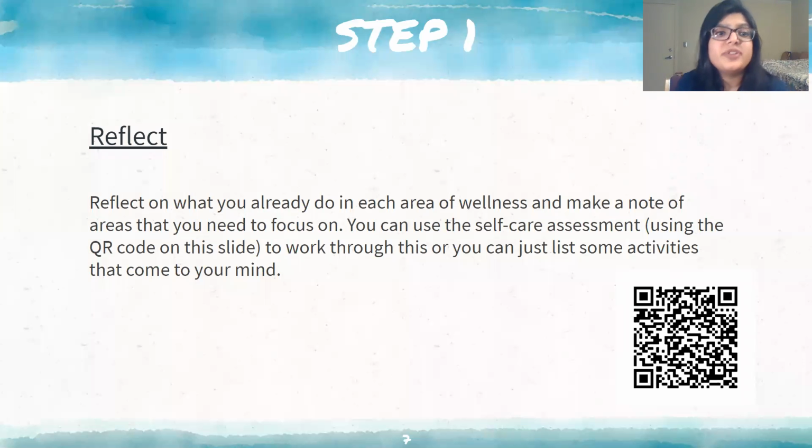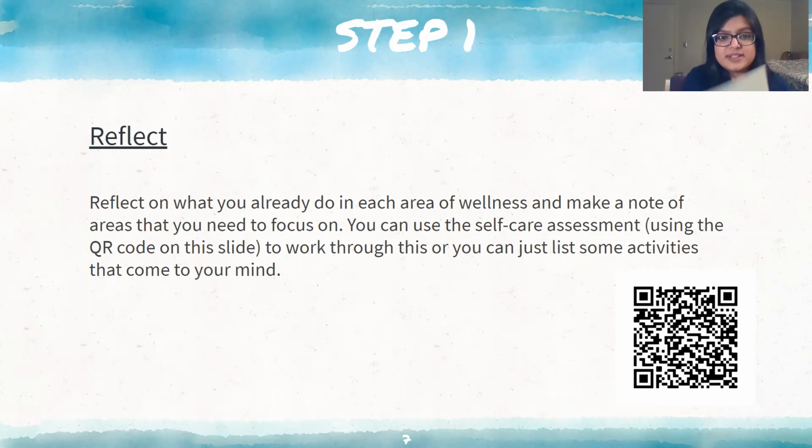Step 1 is to reflect. You need to start off by reflecting on what you already do in each of these areas of wellness. You can do this by making a list of the 9 areas of wellness and writing down what you already do for each of them. Then you can make a note of which areas of wellness you think you need to focus on.